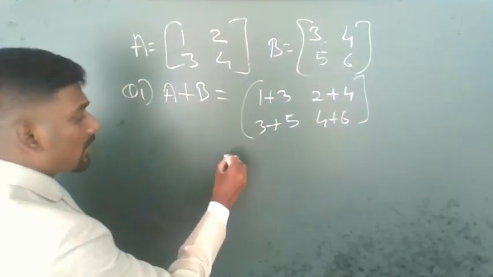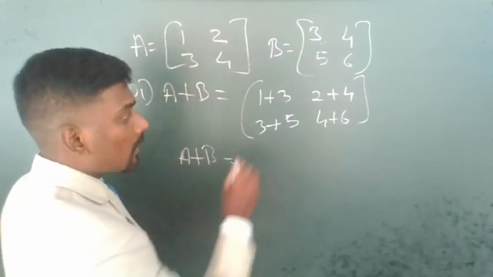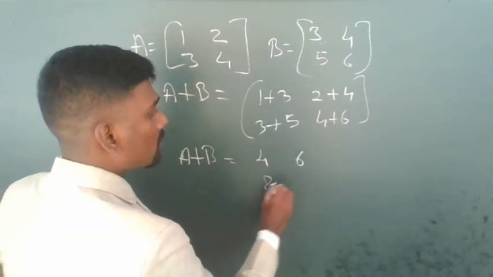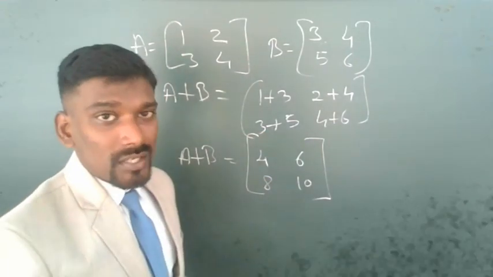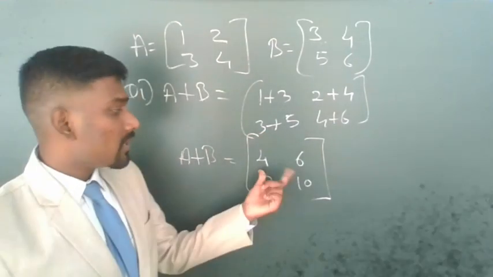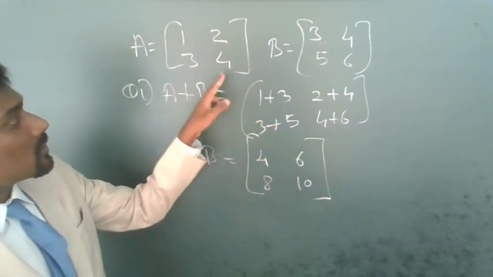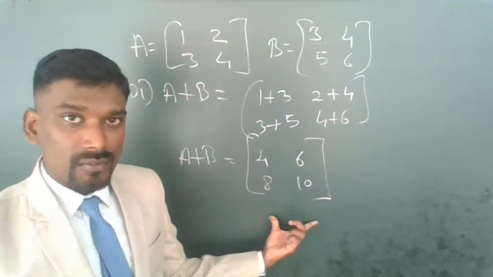Now what is the final answer of A plus B? 1 plus 3 is 4, this will be 6, this will be 8 and this will be 10. So the final answer of A plus B is the matrix 4, 6, 8, 10. Look here carefully. This is a 2 cross 2 matrix, and you got a 2 cross 2 matrix only.